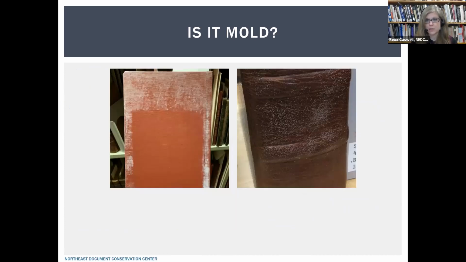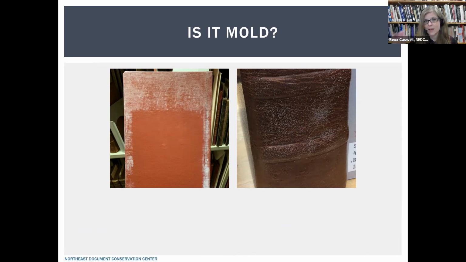Okay, this is kind of a tricky one. This is like a white crystalline substance. It kind of almost looks like salt. And it's something that you would only see on leather or sometimes like a starchy book cloth, like a library buckram. Any guesses? This is a tricky one.